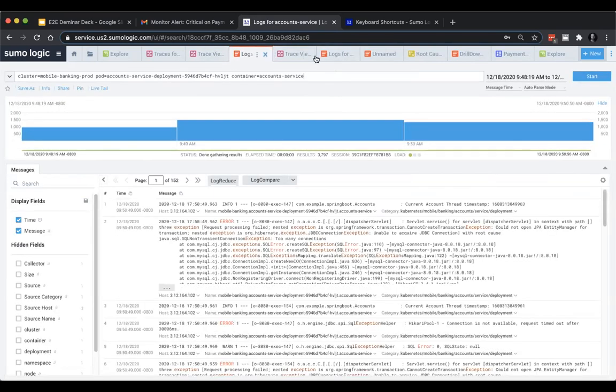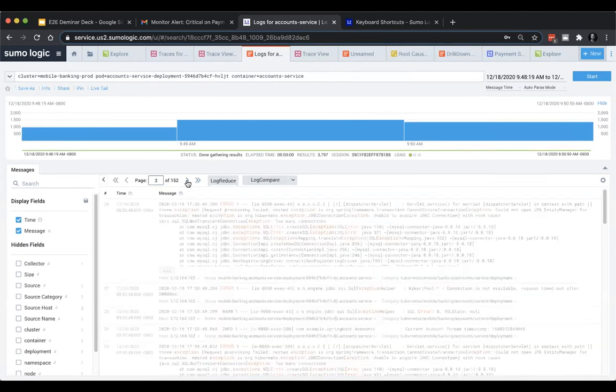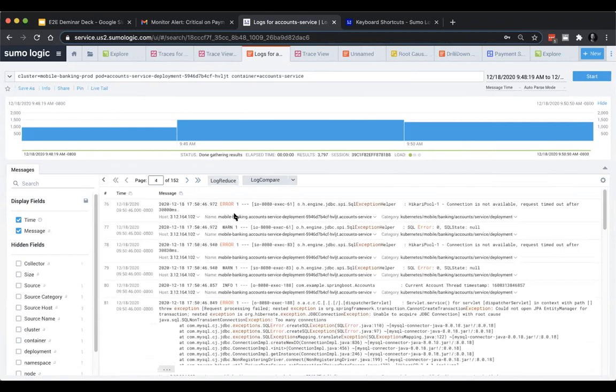So as I pull up that log data, I can immediately see that there is an error right here: unable to acquire JDBC connection with root cause. Can't be that easy. And there are 152 pages of logs. It's a lot of logs. So we can keep going through it. I keep seeing that same error, but I don't know how frequent any one of these errors is.